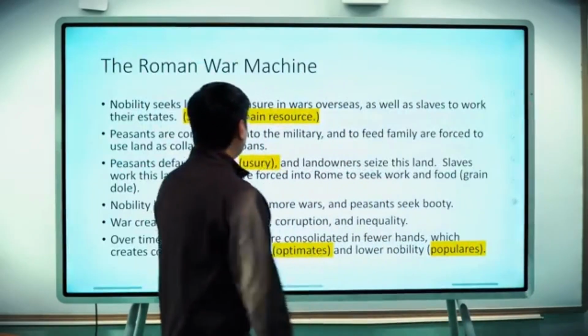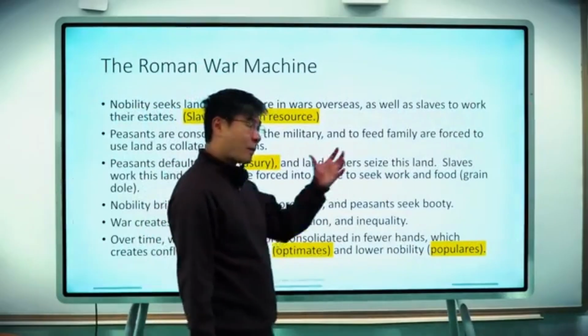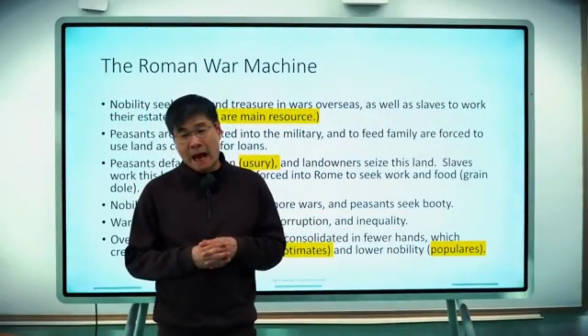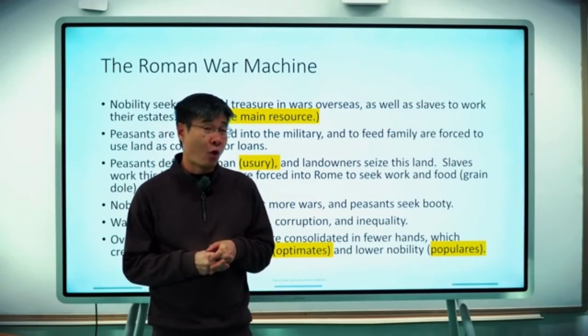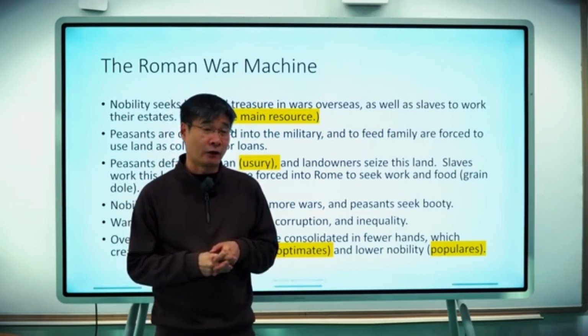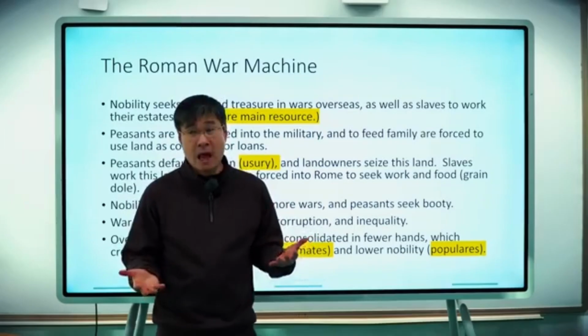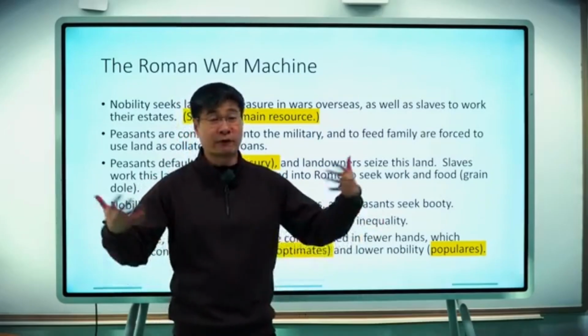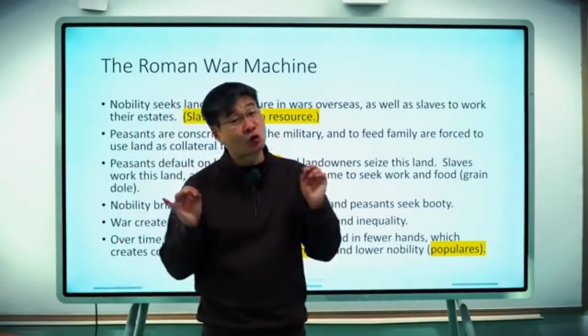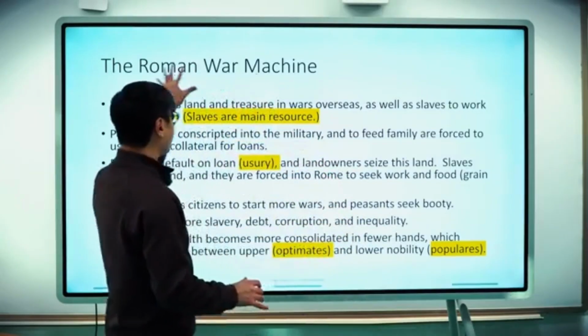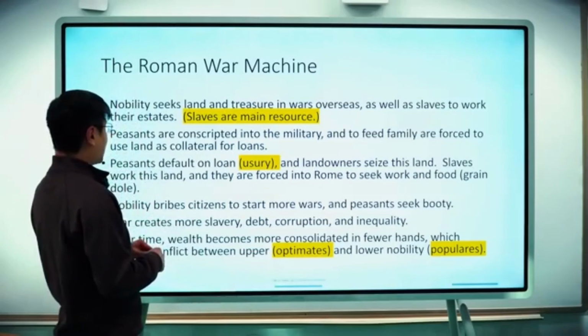All right, so let's look at the Roman war machine, because after the war against Carthage, after Rome destroys Carthage, Rome is the undisputed leader of the Mediterranean. It's an empire now, but it still keeps on fighting these wars overseas for no particular reason. Why? Because it has no choice in the matter. This is the entire Roman war machine, okay?